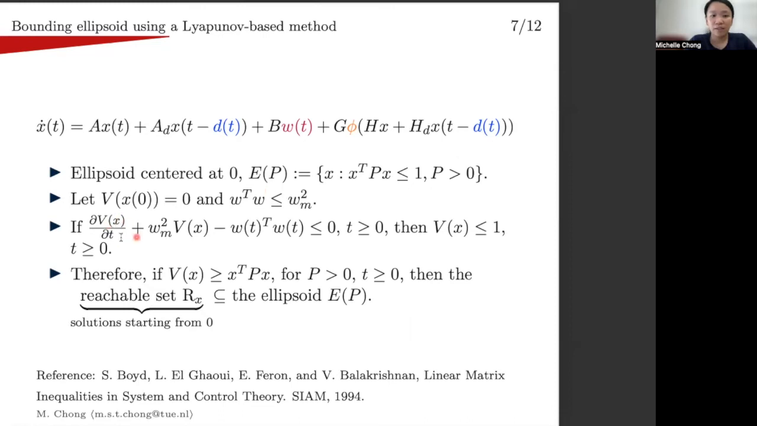suppose that this particular function satisfies this inequality, then the function V is upper bounded by 1 for all time. Now, if V is lower bounded by x transpose Px for positive definite matrices P for all time, then we can conclude that the reachable set Rx is over-approximated by the ellipsoid E of P, as defined here. This is the approach that we'll take to construct our bounding ellipsoid. And our task is to now find such a function V.